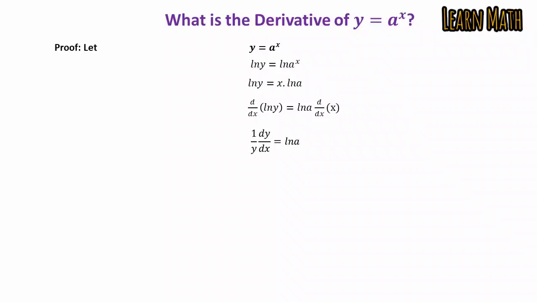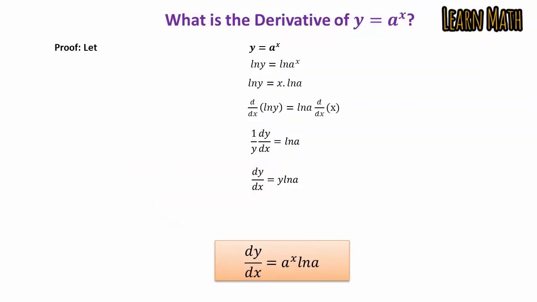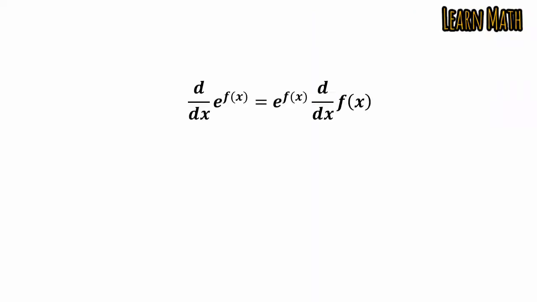So the derivative of natural log of y, which is 1 over y, then take again the derivative of y, dy by dx is equal to natural log of a, and the derivative of x which is equal to 1. Multiplying y on both sides, we can write dy by dx is equal to y natural log of a. Now replace y by a power x. So dy by dx is equal to a power x natural log of a. So the derivative of a power x is equal to a power x natural log of a.